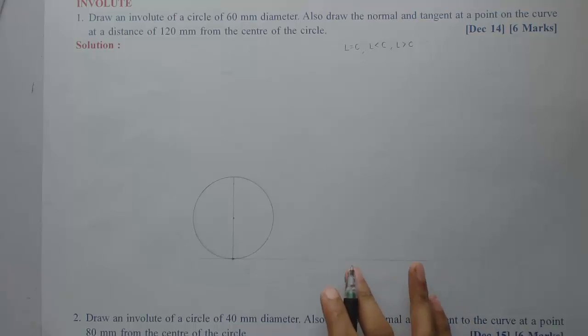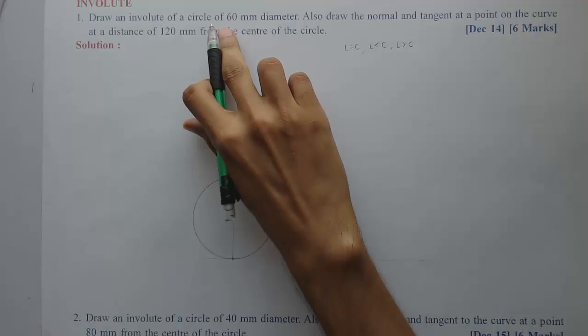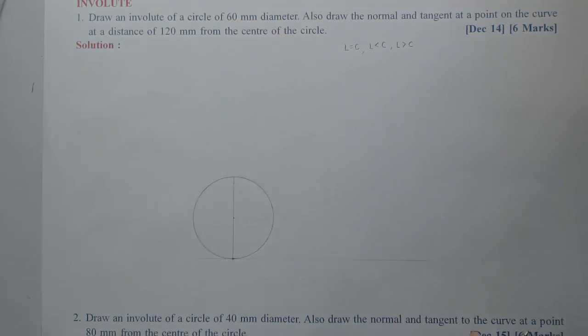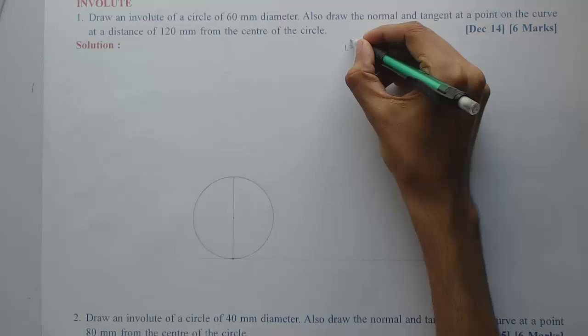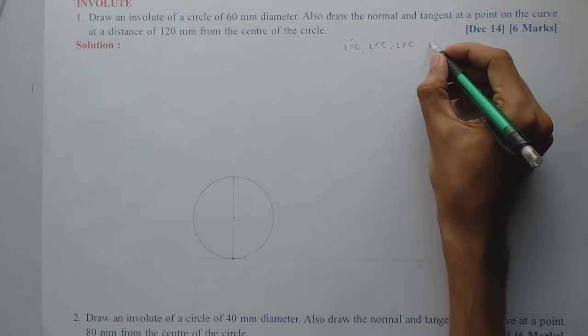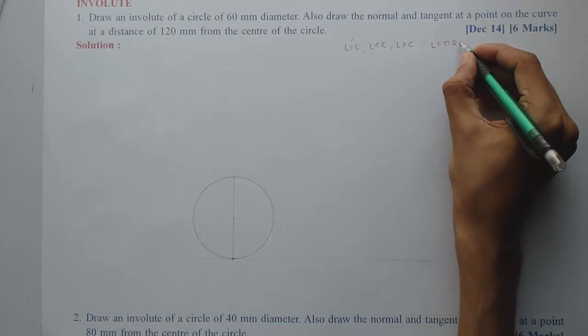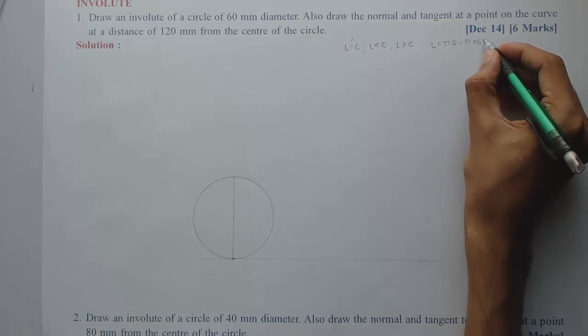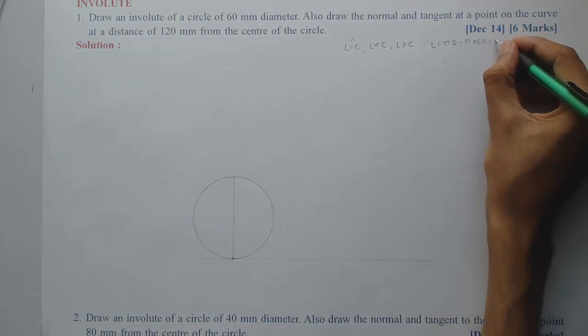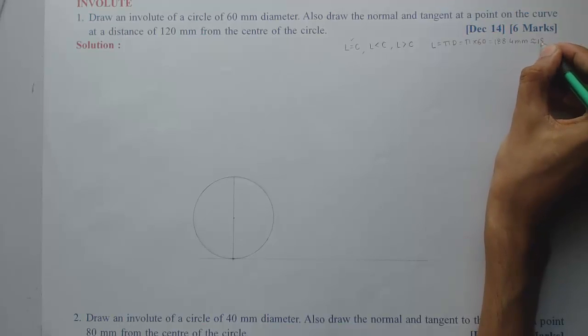Okay. So here nothing is mentioned about the length of the thread, only the diameter of the circle is given. So if nothing is mentioned, we can go for the first case. So here we can calculate the length of the thread. It will be the circumference, which is pi d, which is pi into 60. We already calculated this in the previous problem, which gives 188.4 mm. So approximately I can take 188 mm.